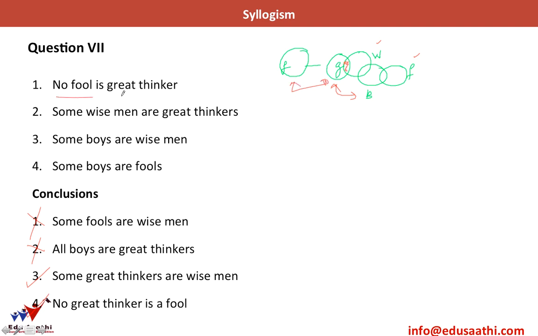And also, this no fool is a great thinker is nothing but no P is Q, which also means that no Q is P. So the only conclusions that follow are 3 and 4.